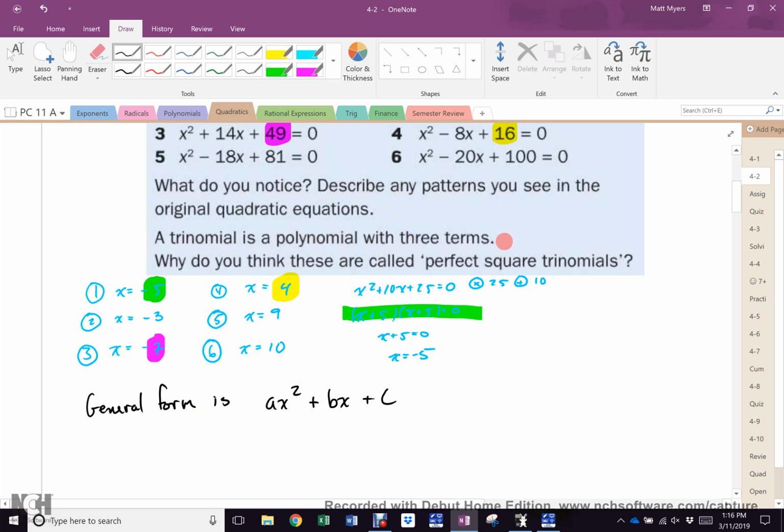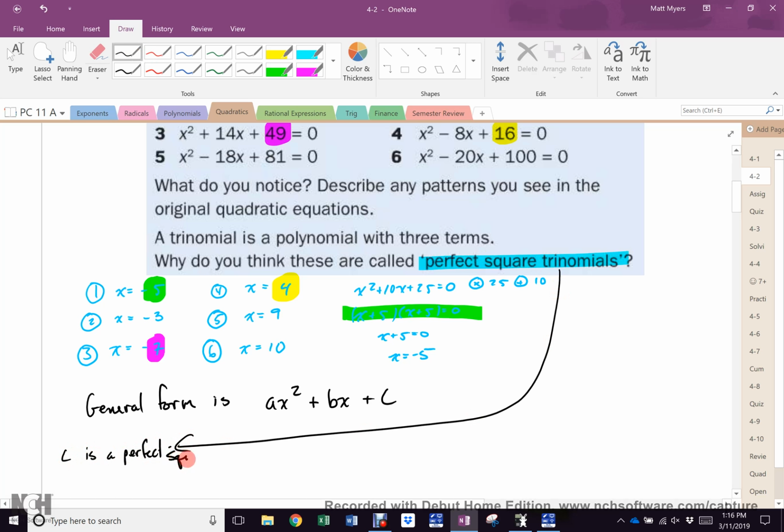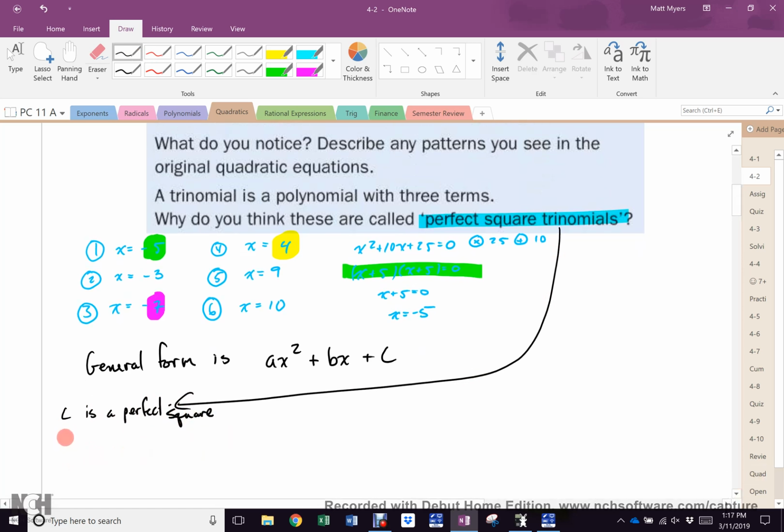Polynomials, a trinomial is a polynomial with 3 terms. Why do we call these quadratic equations perfect square trinomials? What is it about these guys that allow us to use that term? So, C is a perfect square. And what did Liam notice about B? B divided by 2 is what? The square root of C. And why we call them perfect square trinomials is because they always factor to that.